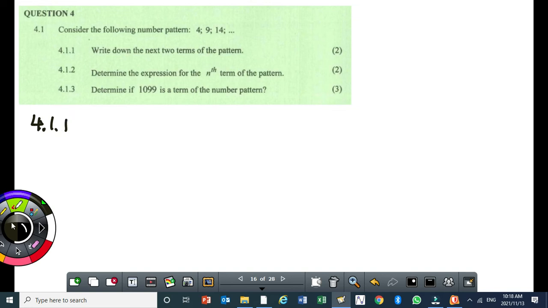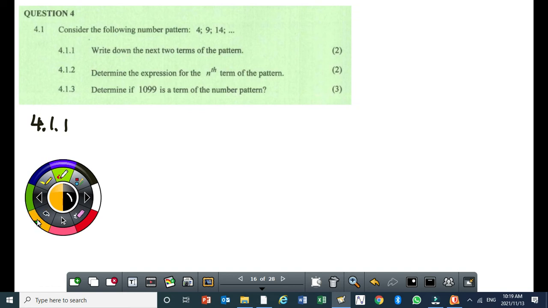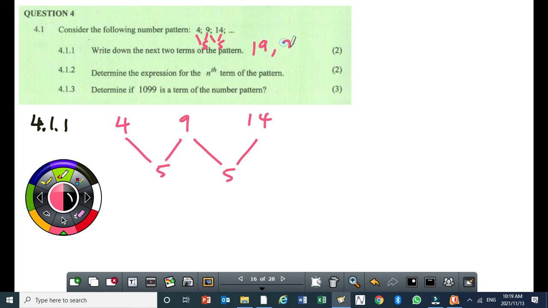Well, first thing, if you see a pattern, try to determine the first difference. There is a 5, there is a 5, so I have a 4 here, 9, and I have a 14. If I find my common difference, it is 5, which means that's a linear pattern. So we need to write down the next 2 terms. Our next 2 terms are going to be 19 and then 24. So that's straightforward.